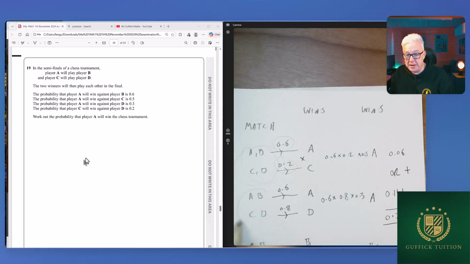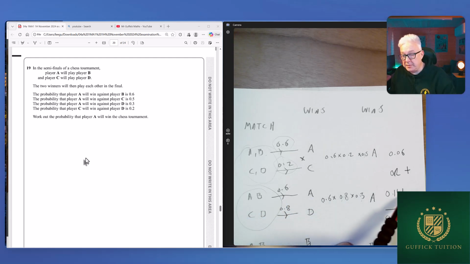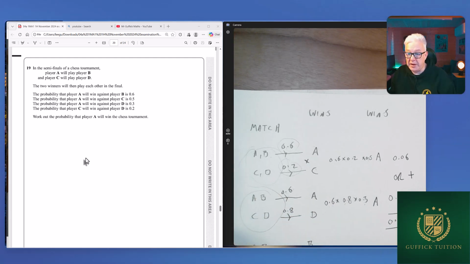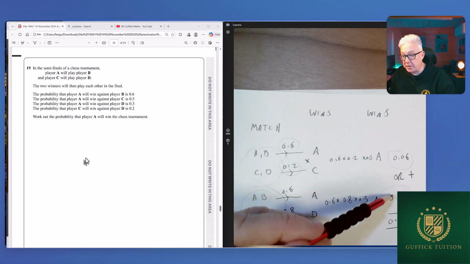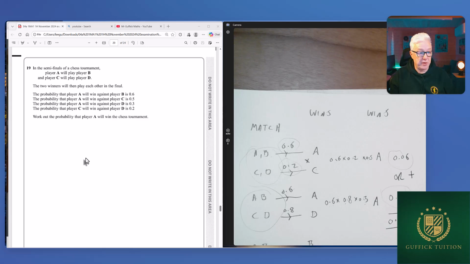And then here in this semi-final outcome, A has to win against B, 0.6. D has to win against C, 0.8. That has to happen and that has to happen. And then A has to win against D, which is 0.3. So we have to have that happen and that happen and that happen. So you times those together, and that's the probability of A winning that way. It can happen this way or this way, so you add those two probabilities together, and that's your answer.